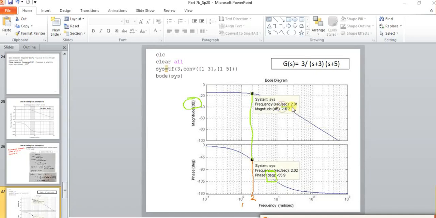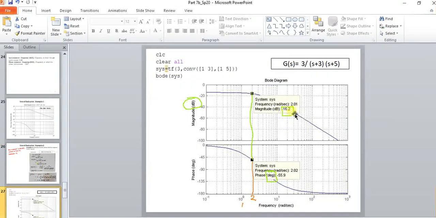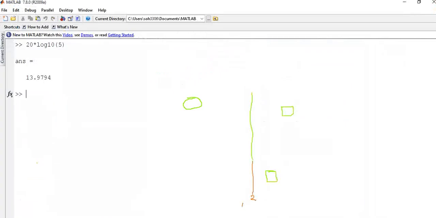You have to be extremely careful with the units here. This minus 16.2 decibel is the gain at this frequency. Now let us go to the hand calculations. What we did, we found the gain is 0.1545. It is an absolute number but not decibel. So we will check whether minus 16.2 in decibel is the same as 0.1545. So let me go to MATLAB.